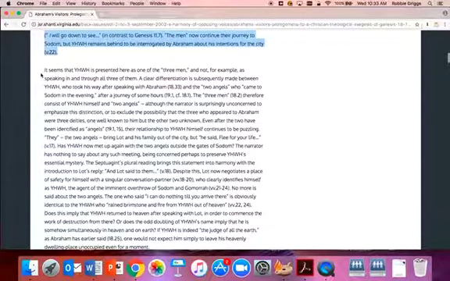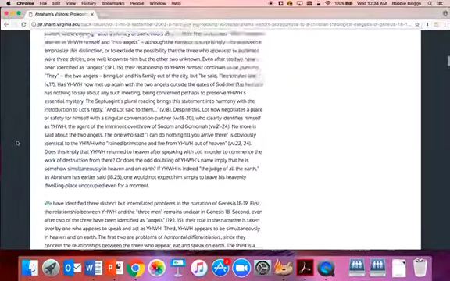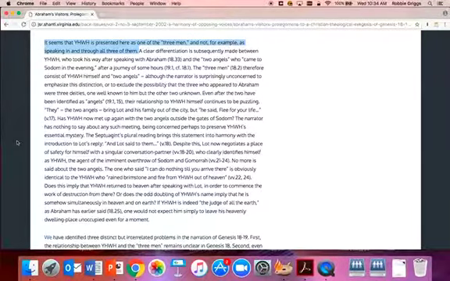So one thing he does in this next paragraph here is he draws attention to how Yahweh appears in these texts. It seems that Yahweh is presented here as one of the three men and not, for example, as speaking in and through all three of them. Now that's important because as you get further on, he's going to point out that this recognition that Yahweh is one of the three men proved fruitful for later Christian theologians and exegetes who wanted to ask Trinitarian questions of this passage.